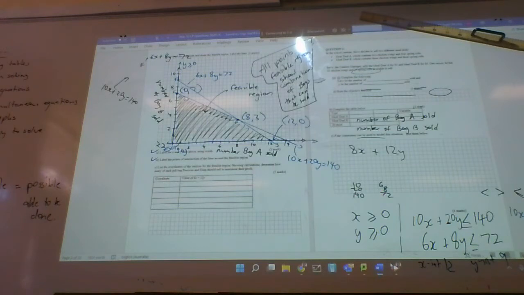What are some of the things that we've covered so far? What does the shaded part of the graph represent? Which means what? Okay, we'll unpack that a bit more. It shows all of the combinations of bags that can be sold, the solutions that are possible. Yeah. All right, let's grab a seat.